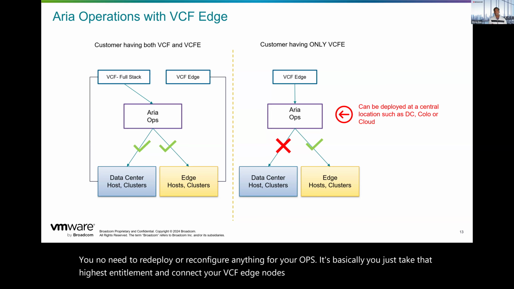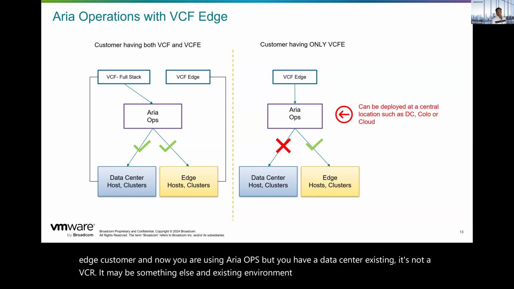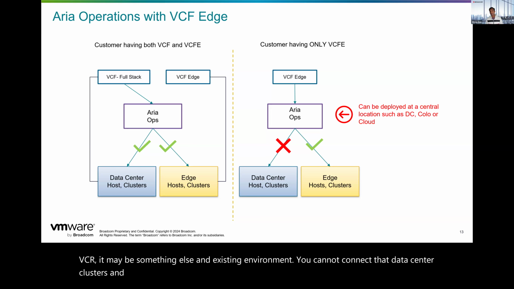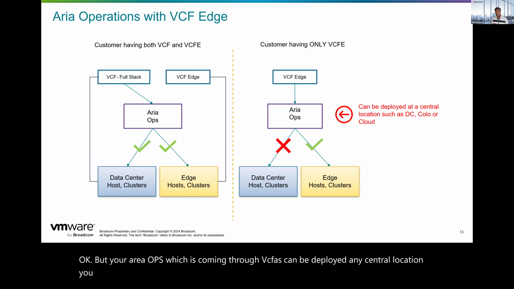But if you are only a VCF Edge customer and now you are using Aria Ops, but you have an existing data center, it's not a VCF, it may be something else, an existing environment, you cannot connect that data center clusters and hosts. You can only be entitled to use edge hosts and clusters. Okay, but your Aria Ops, which is coming through VCF Edge, can be deployed in any central location. You can deploy it in a data center, core, or cloud. Okay.